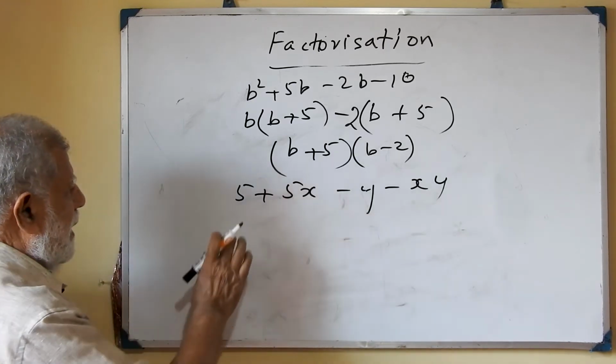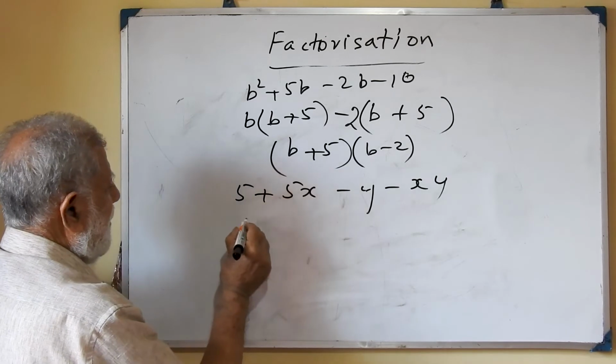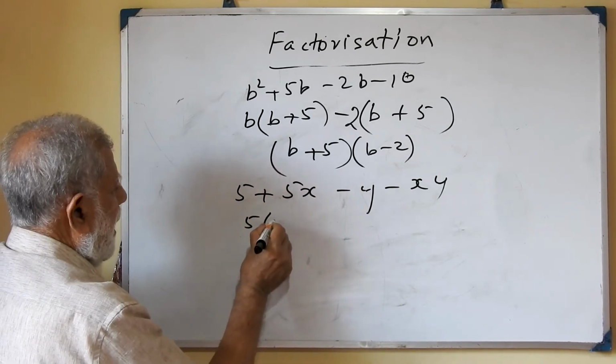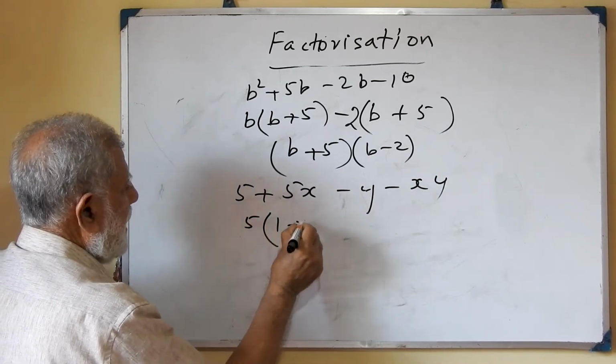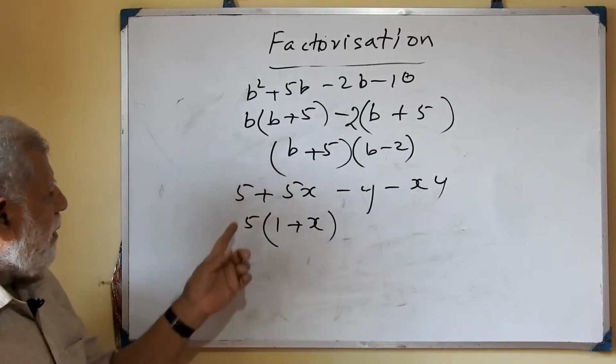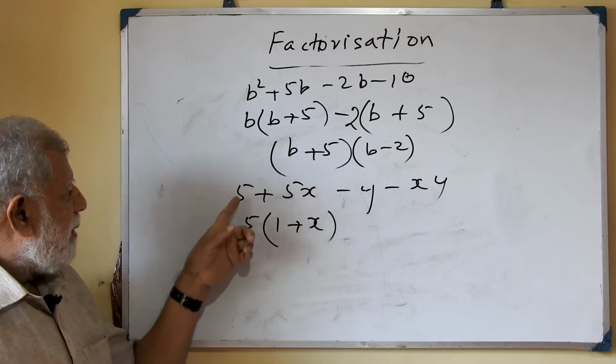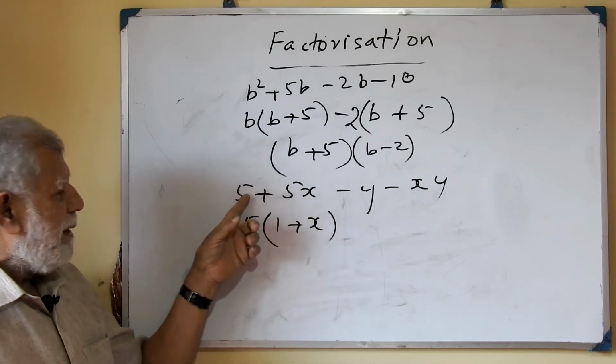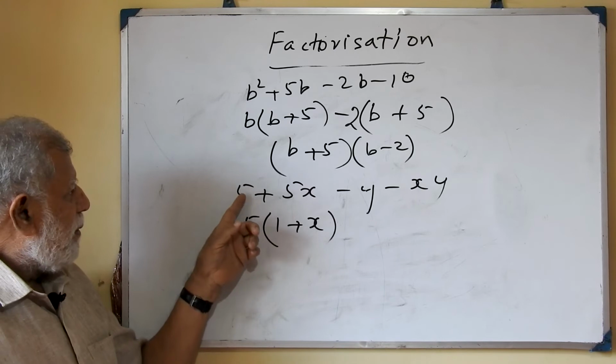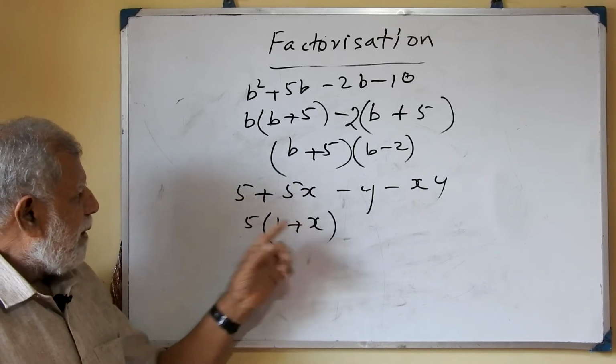Now here, look at this. For this expression, 5 is common, you take 1 plus x. I told you, when you take out the 5, many children think that nothing remains here. But we know that there is 1 here, because 5 into 1 is 5. So we take 1 remaining there, so 1 plus x.